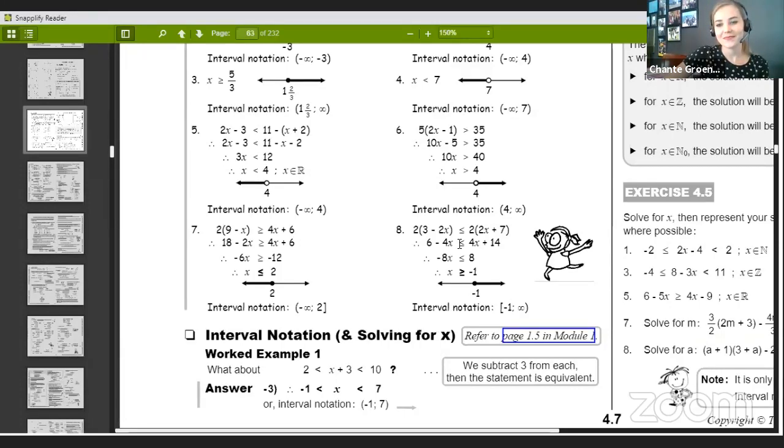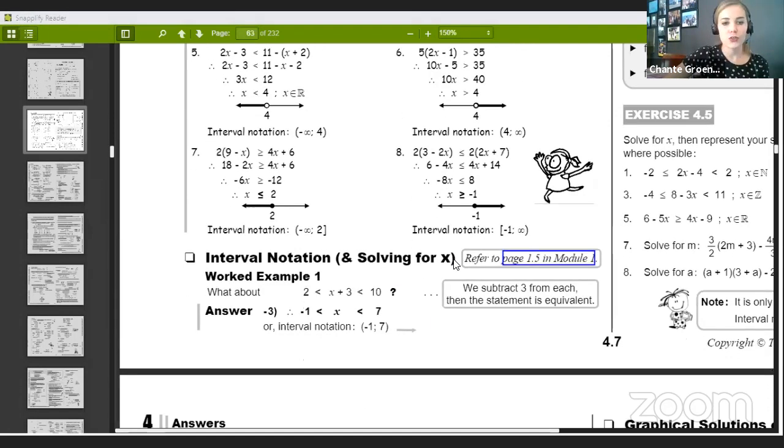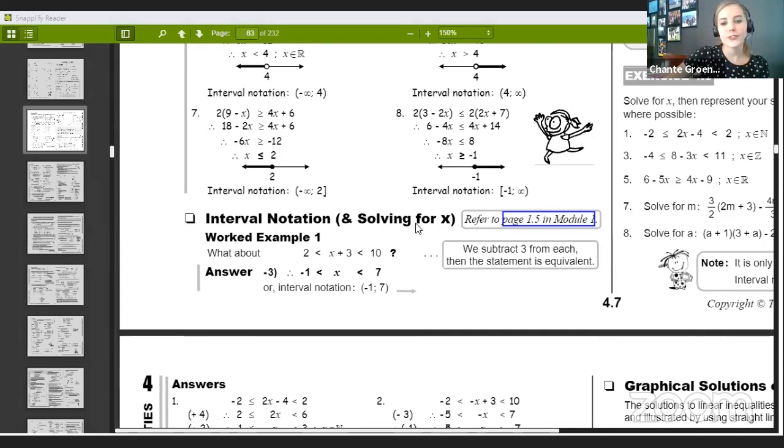Okay, great job. Okay, now let's go on to interval notation and solving x.